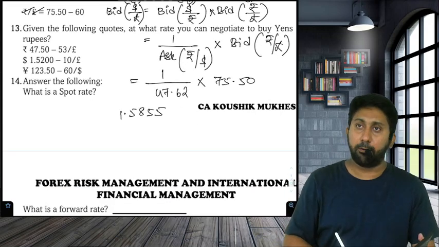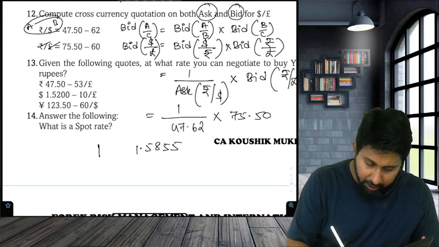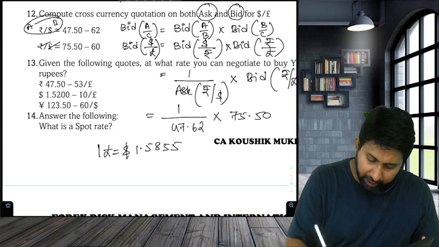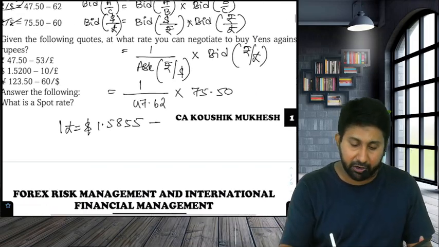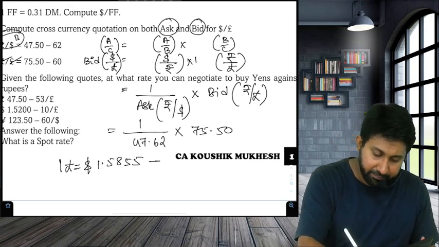1.5855. And what is this 1.5855? 1 pound equal to dollar. This is a bid rate. Now we need to calculate also for the ask rate. We just need to make the following changes. Okay, see here.